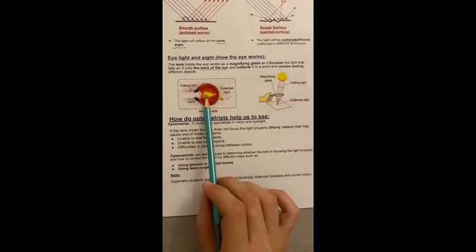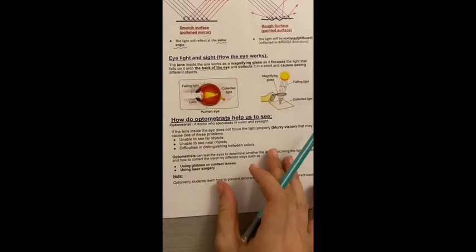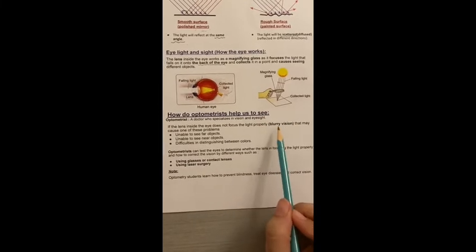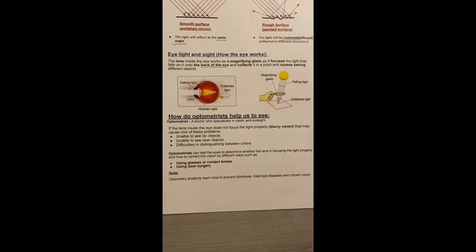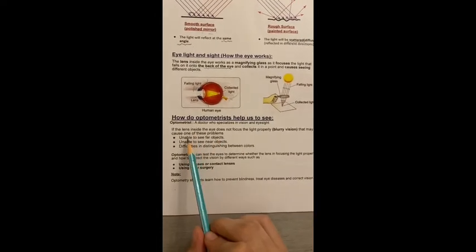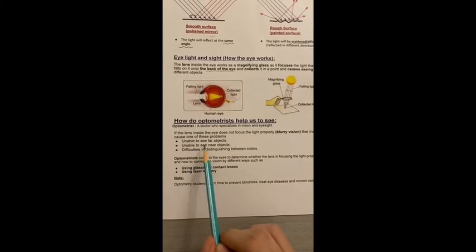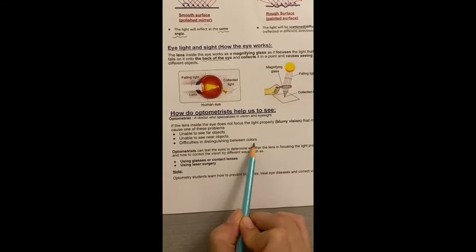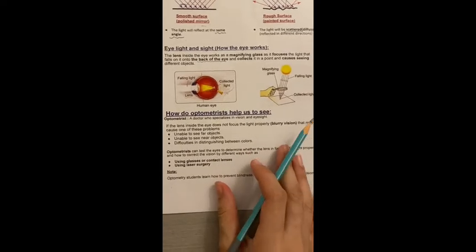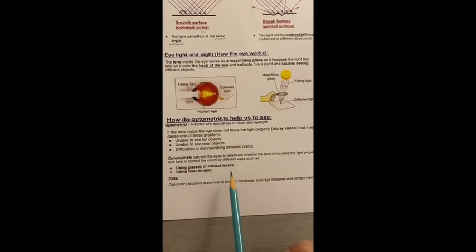Now, if someone cannot see well with their eyes, for example, some people have blurry vision. They cannot focus on things. Some people are unable to see far objects, and other people are unable to see near objects. And some of them have difficulties in distinguishing between colors. So where should they go? Excellent. They should go to the doctor that fixes the eyes.